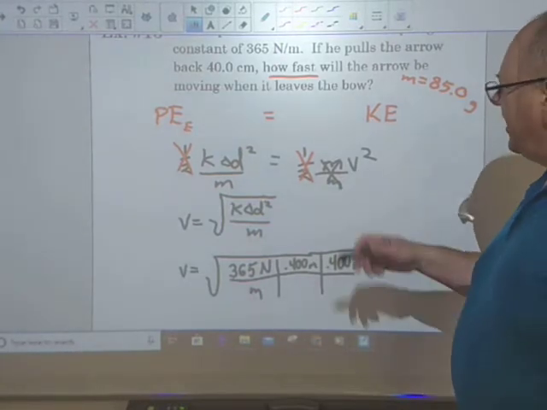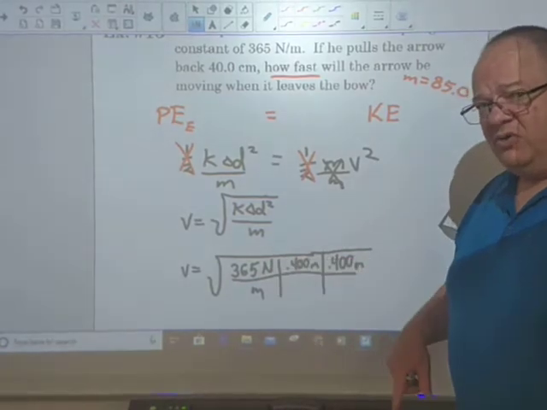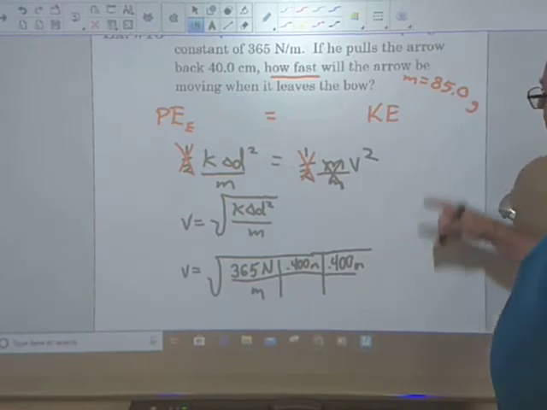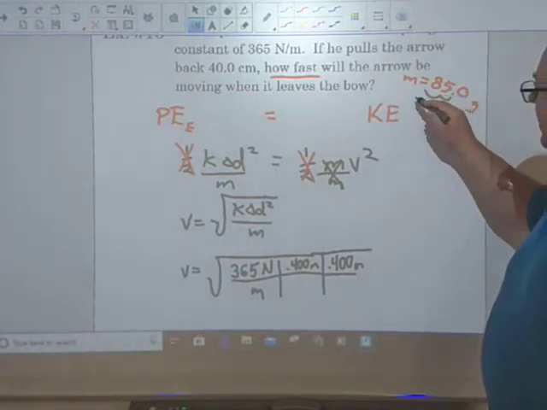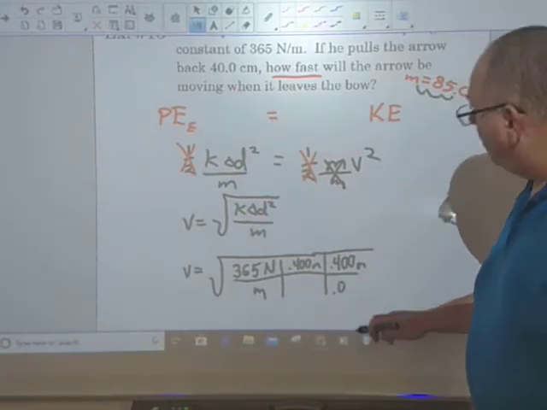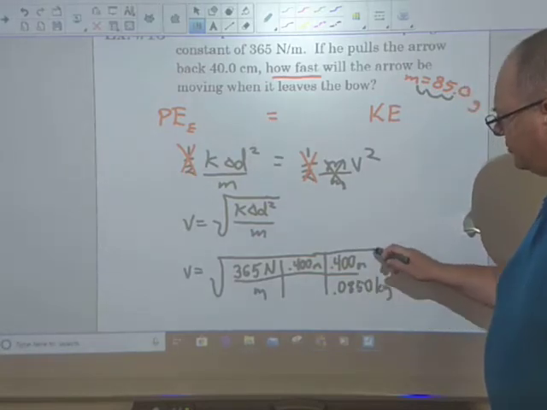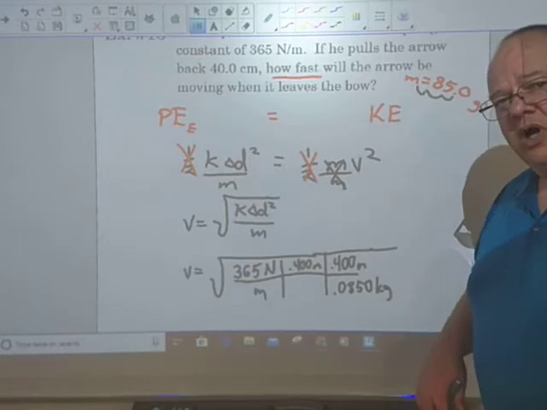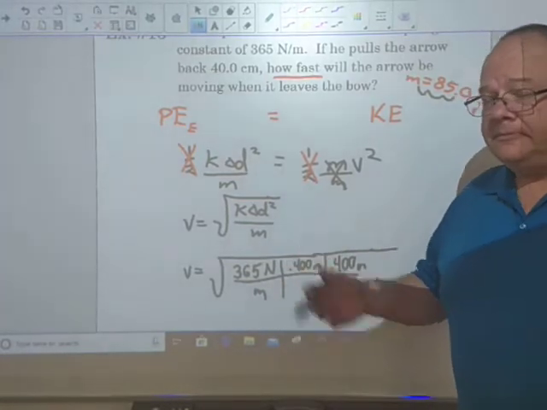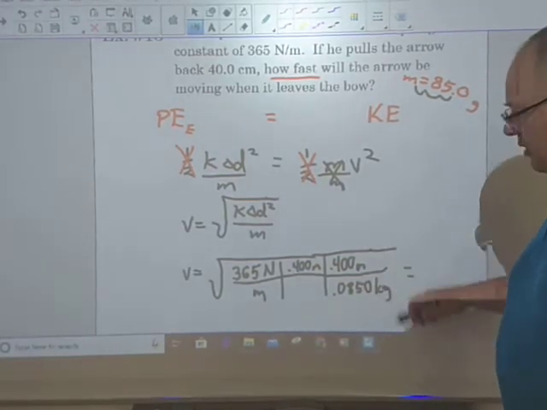Okay, and I've got to divide by my mass. There too, I don't want grams in there because I know a kilogram is part of my newton. If I've got kilograms in there, I don't want to mix kilograms and grams. So I'm just going to move my decimal point 3 places. So this is 0.0850 kilograms. And those of you who are bow hunters, if I'm way off on my mass of arrow, I apologize. Just guessing a little bit. Okay, ready to do the math?